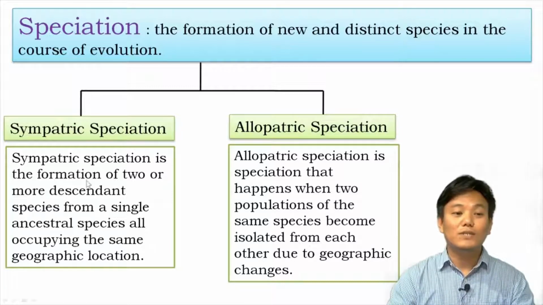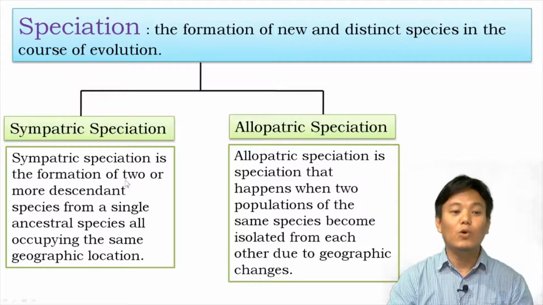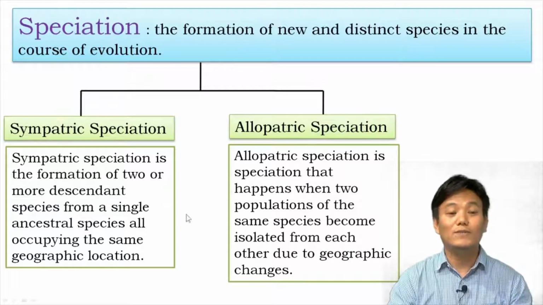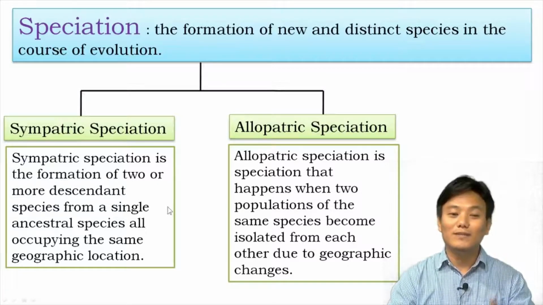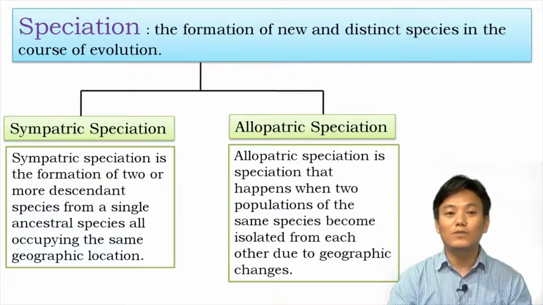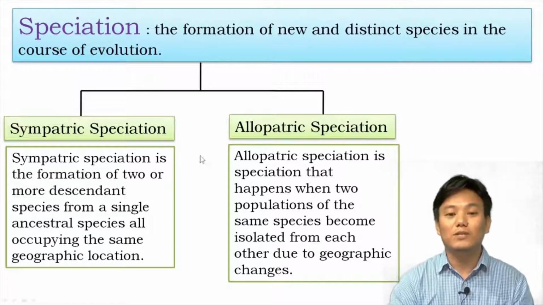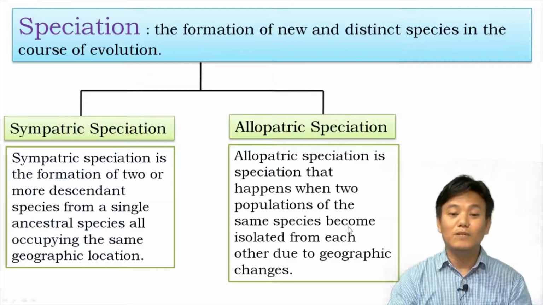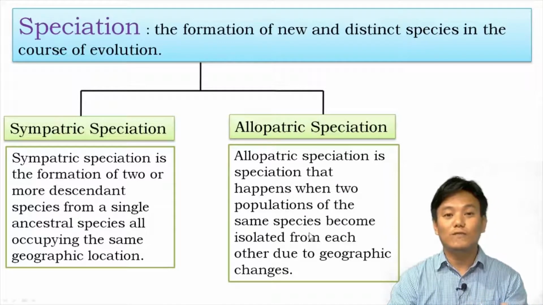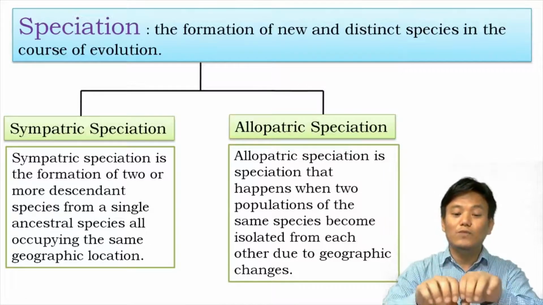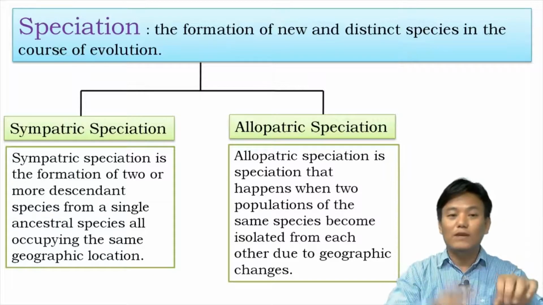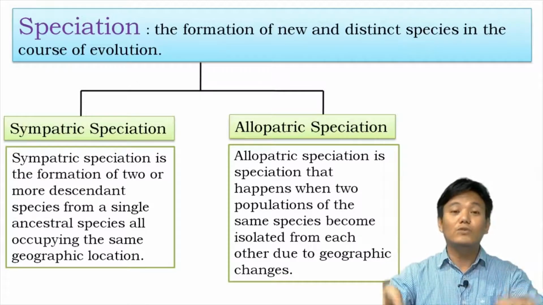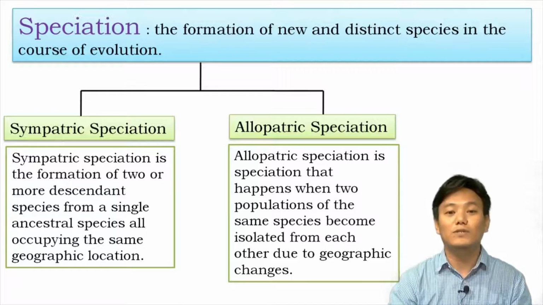Sympatric speciation is the formation of two or more descendant species from a single ancestral species, all occupying the same geographic location. So if speciation happens in the same geographical location, it is called sympatric speciation. Whereas allopatric speciation happens when two populations of the same species become isolated from each other due to geographical changes. So let's say we have an original species which becomes separated by some geographical barrier, and they evolve into two different species. That is called allopatric speciation.